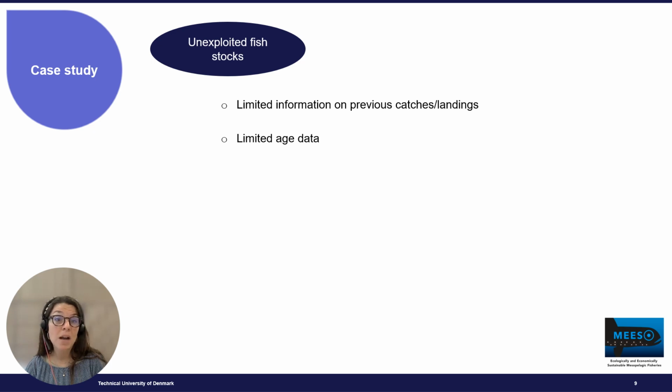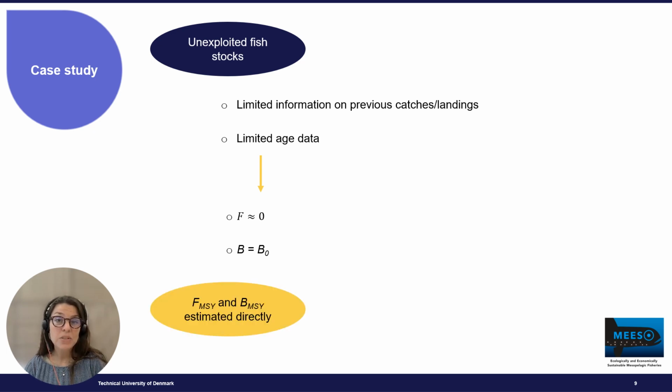Size-based methods are highly suitable in unexploited conditions. Now, for unexploited stocks, we can further assume that the fishing mortality F is very close to zero, and that also the total stock biomass approximately equals the virgin stock biomass. Therefore, in unexploited conditions, it is possible to directly estimate the fisheries management reference points FMSY and BMSY. They, however, strongly depend on assumed values for the gear selectivity of the fishery and on the virgin biomass assumption.